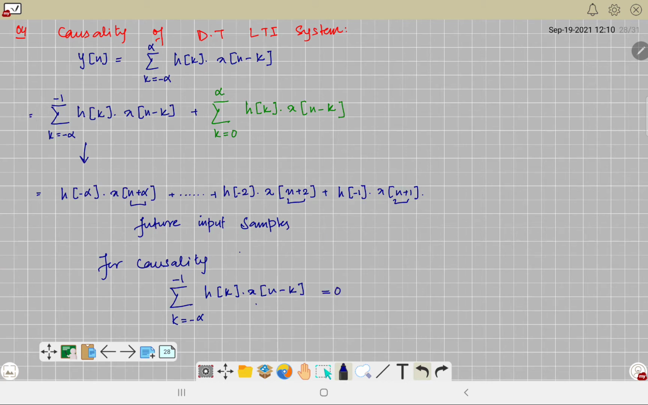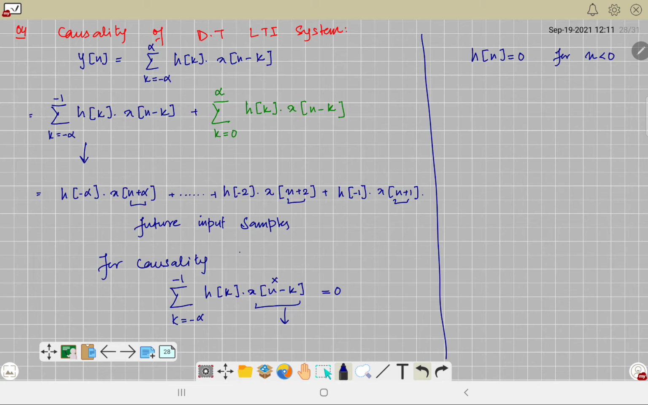Okay. Now generally speaking, it will not always be true that your input samples are 0, because input samples will definitely have some value. So since this part cannot be equivalent to 0, generalizing it, maybe sometimes one or two samples are equal to 0, but you cannot generalize that your input samples will always be 0. So for causality, you have to ensure that h of n is equivalent to 0 for n less than 0.